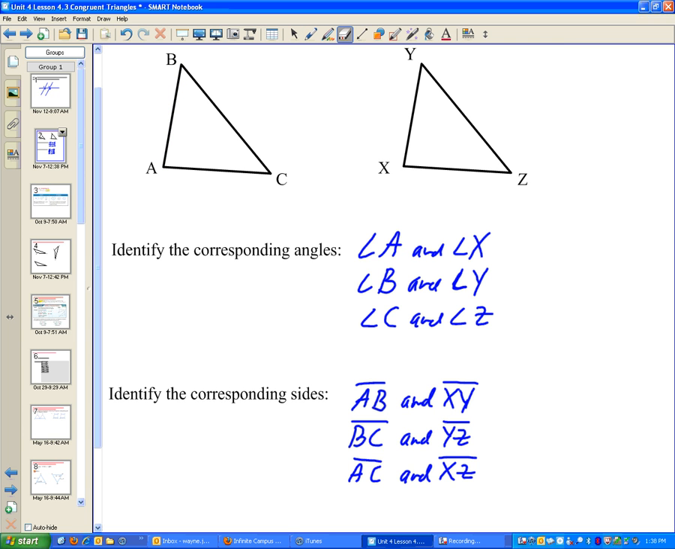So, do you think you understand the idea of corresponding parts? And I'll say parts a lot. There are two kinds of parts, angles and sides. So you've got three pairs of corresponding angles, three pairs of corresponding sides, for a total of 6 pairs of corresponding parts.